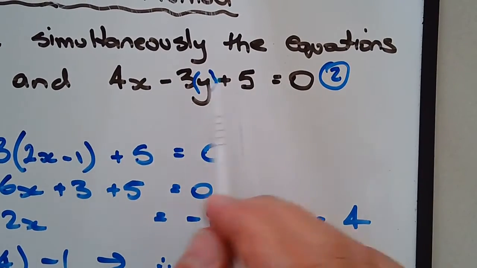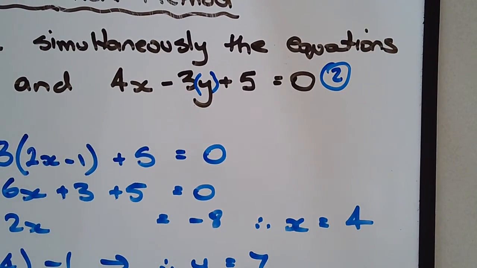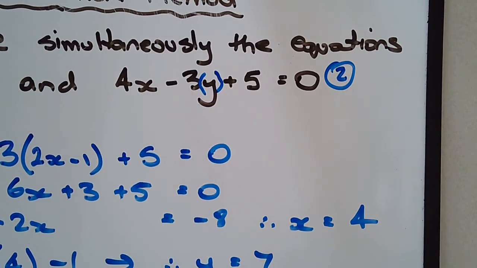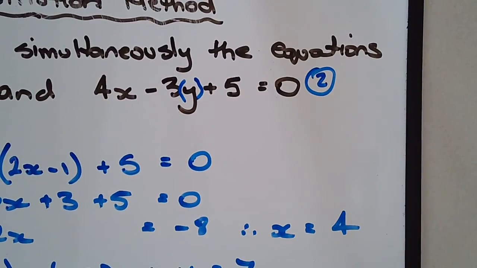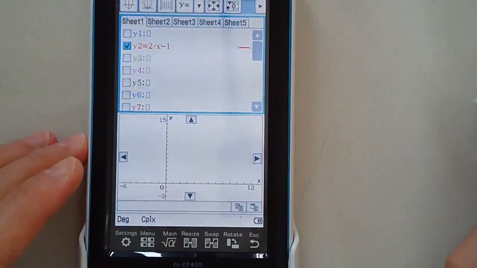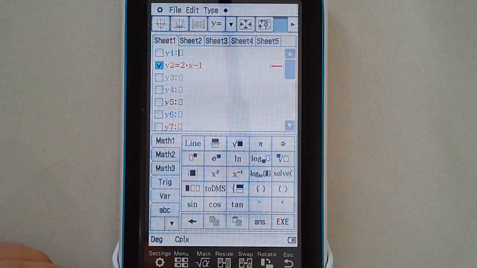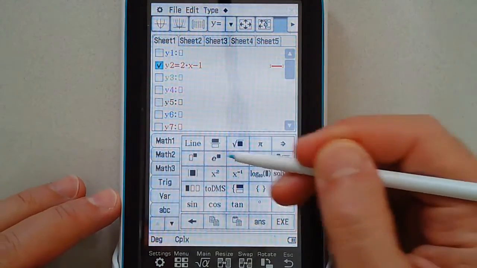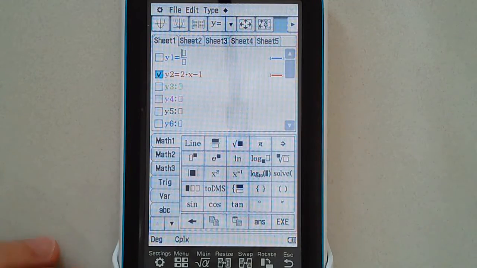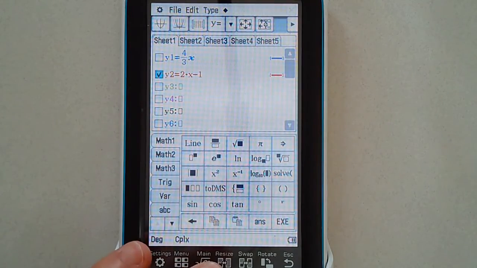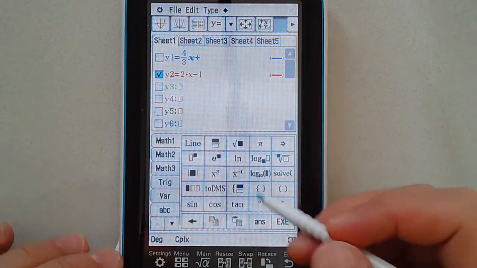The second equation, though, is in what we call general form. We want it in gradient intercept form, which means that I have to make y the subject of the formula. That's not the purpose of this video, so just accept that. I think I've just deleted that, so I'll type that in again. So y is equal to 4 on 3x plus 5 on 3.